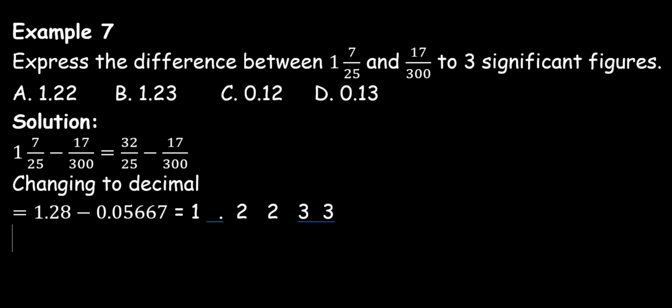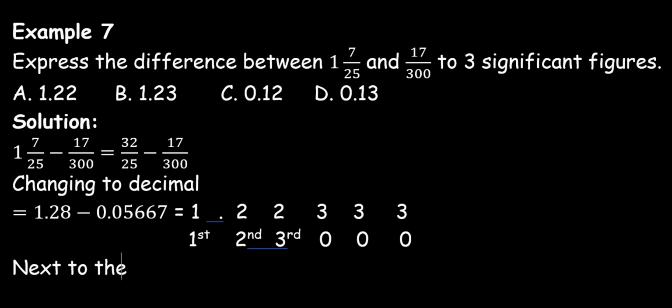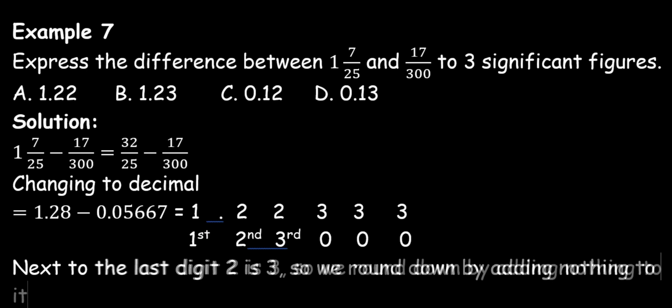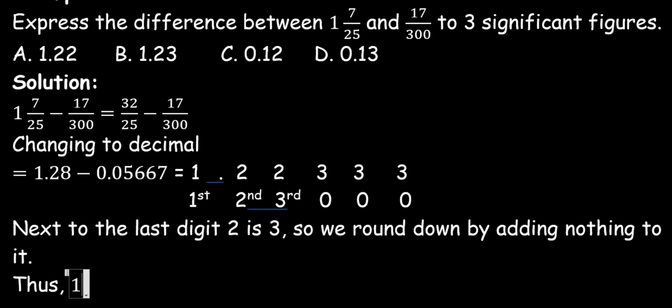Now the value of this subtraction will be 1.22333. And remember, we are dealing with 3 significant figures. So let's label them. The 1 is the first significant figure. After the decimal point, the 2 there is the second significant figure, and the other 2 is the third significant figure. For ease of working, we put 0 under the remaining 3s. Next to the last digit 2 is 3, so we round down by adding nothing to it. Thus, 1.22333 is approximately equal to 1.22 to 3 significant figures.